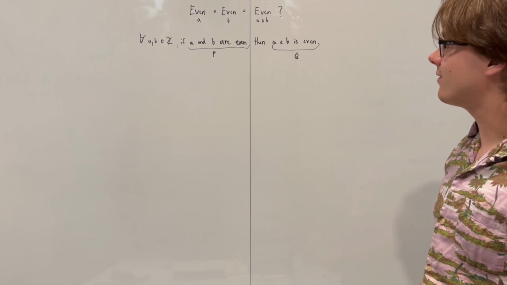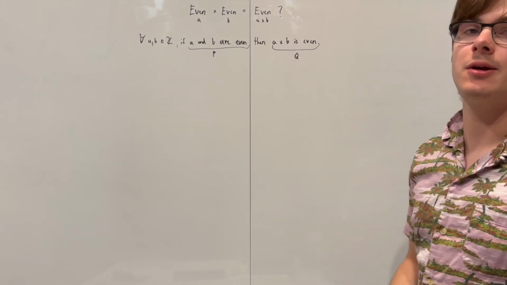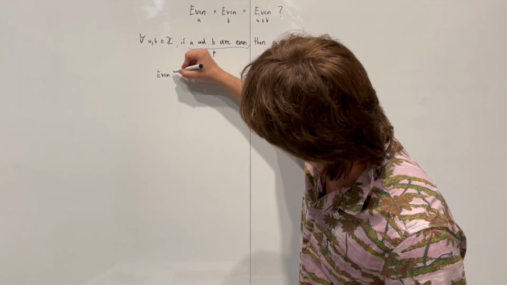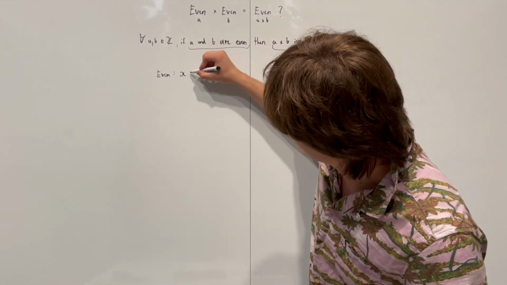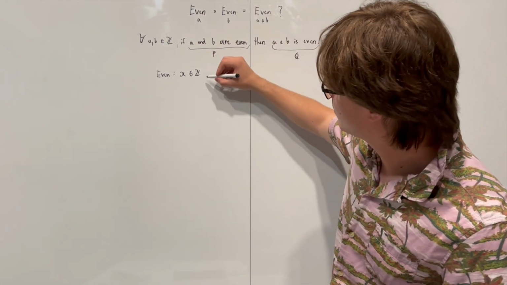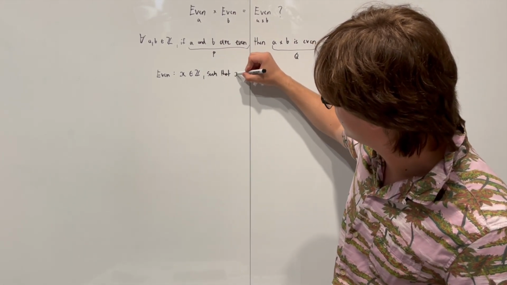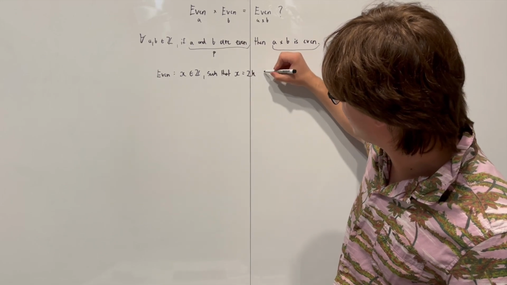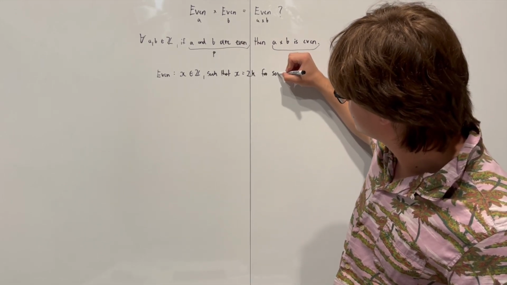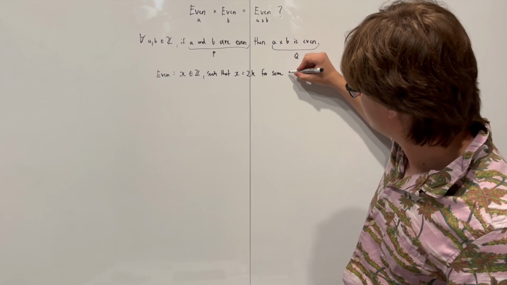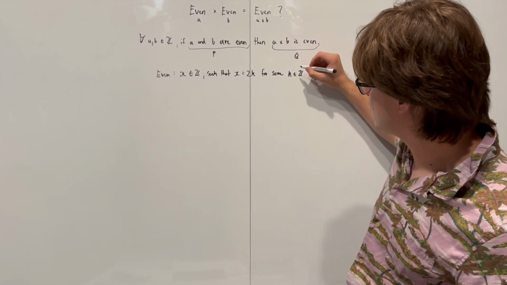Great, so now we need the definition of even. Well, let's remind ourselves, the definition of even is some integer x such that x is equal to 2k for some k that's also an integer.